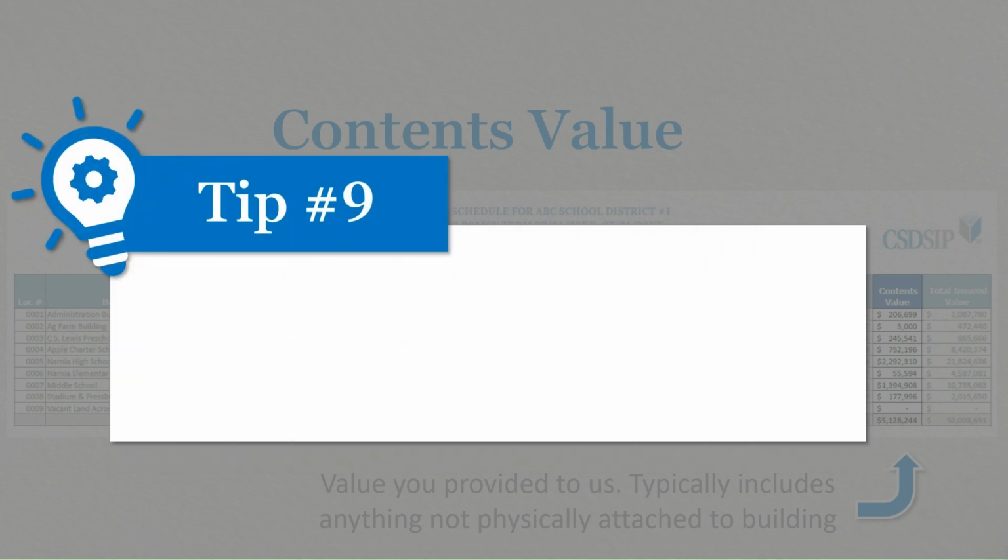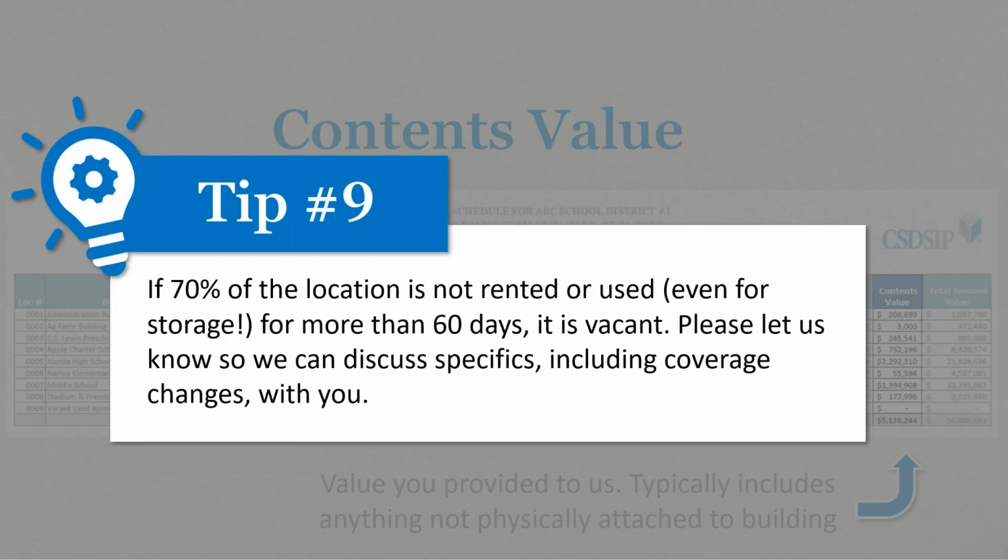Tip 9. Is your building vacant? Our property coverage form defines a vacant building as one in which 70% of the location is not being rented or used, which includes using it for storing items for more than 60 consecutive days. If so, please double check your contents value. You'll also want to note the building is vacant. We also suggest that you contact our risk programs team as well so that we can discuss coverage changes associated with vacant locations.